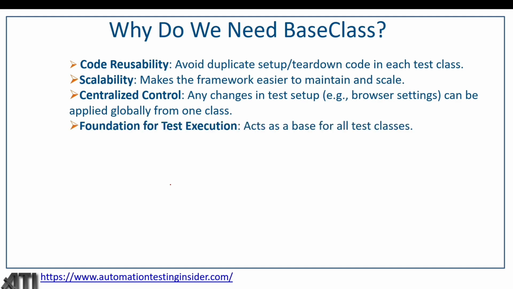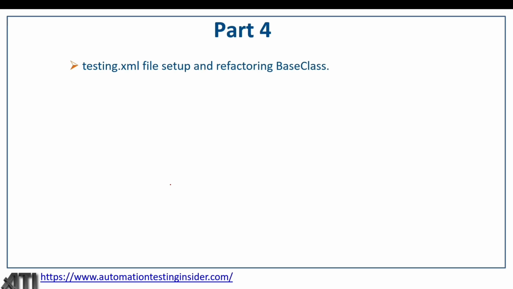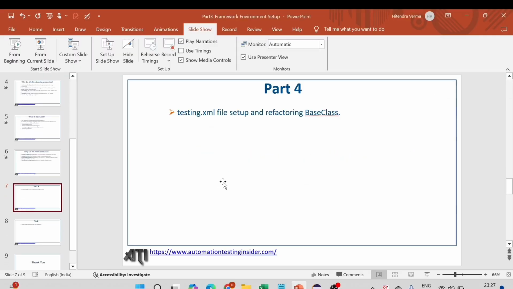Foundation for test execution. This is the main foundation of our test execution, and it acts as a base for all the test classes. That's why I have discussed that all other test classes will acquire all the properties from this base class. So those test classes will extend this base class. So let's have a look practically at how we can create the config.properties file and how we are going to create the action driver class.